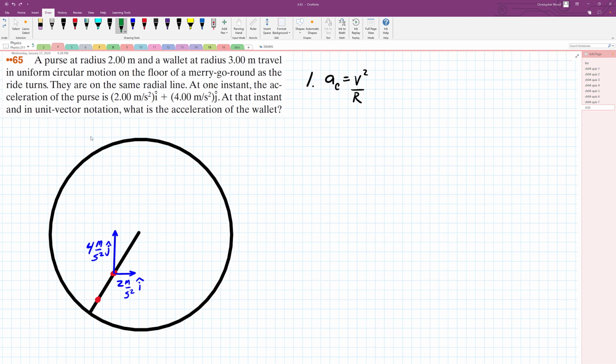Let's say this merry-go-round is spinning in this direction. That means the tangential velocity of the purse would look like this. It would be perpendicular to that radius line. The tangential velocity of the wallet would look like this, again, at a right angle to that radius line, and it would actually be longer. This is a longer vector because the tangential velocity is greater as you go further away from the center. In this equation, a subscript c equals v squared over r, the r stands for the radius of the circle, which looks like this.